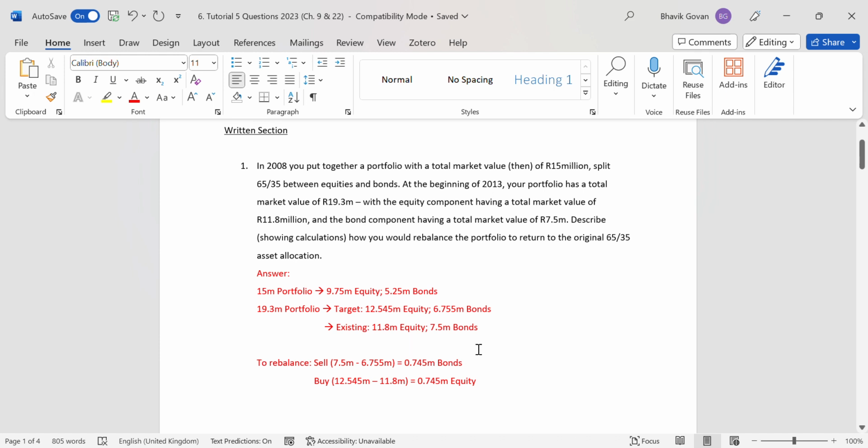So what we basically have to do is rebalance this portfolio, these amounts here, to reach our target portfolio. So to rebalance, we will sell bonds. So it'll be 7.5 million minus 6.755. So we'll sell 0.745 million worth of bonds. And equities, it looks like we'll have to buy. So we'll say 12.545 minus 11.8 gives us 0.745 million of equity.